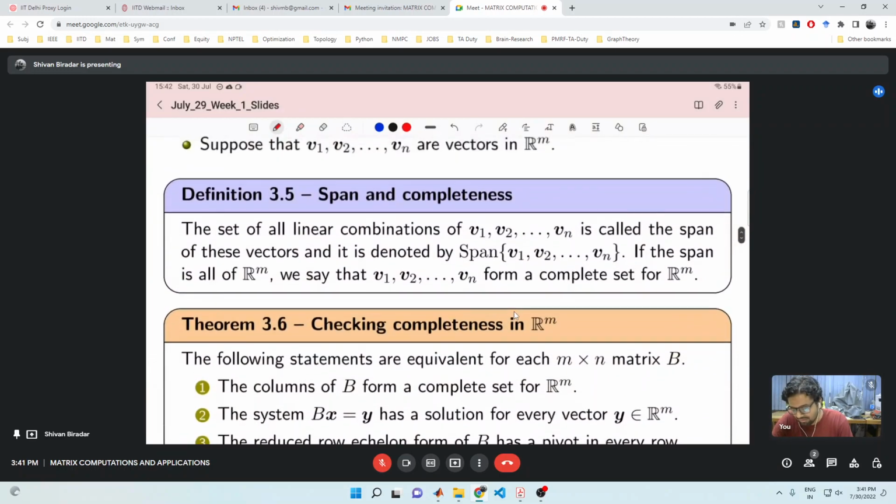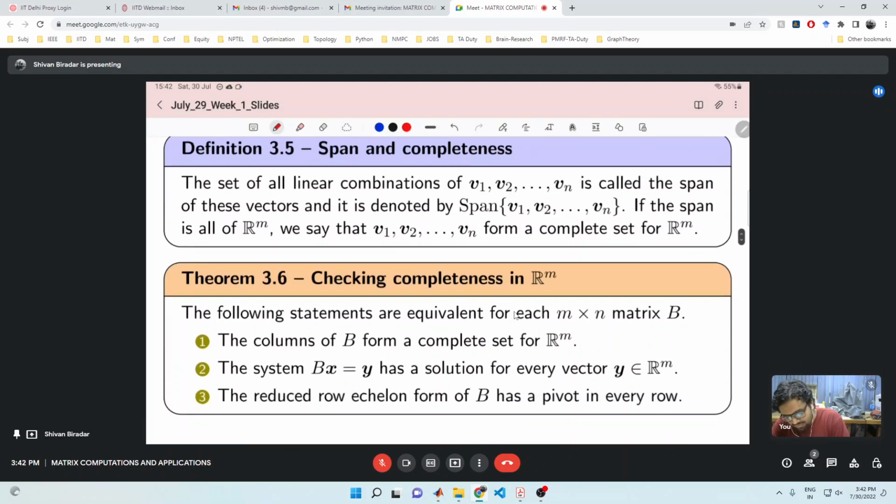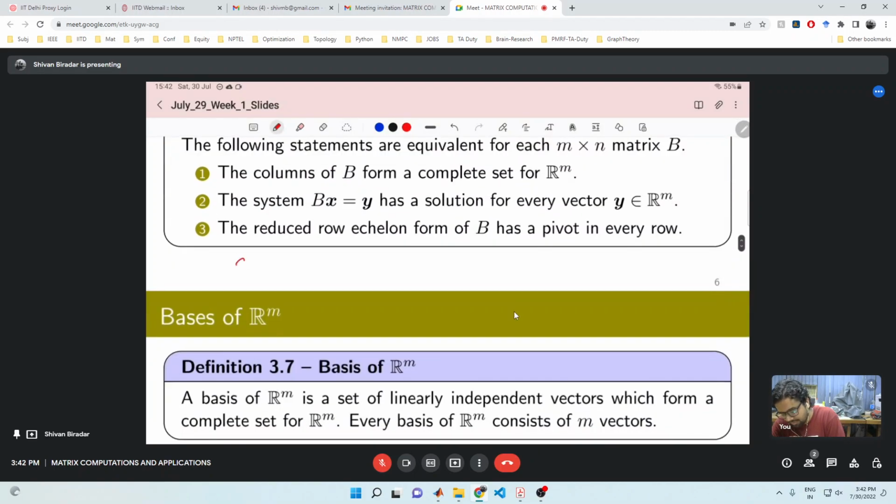So we'll see. Again, the span depends upon the linear combination. It's very closely related to the definition of linear combination. Let us say that we have n vectors v1 to vn in some space. The span of these vectors v1 to vn is defined as the set of all the linear combinations of these vectors. So what does this mean? I'll take an example again. Let us say that I have a vector (1, 0) and a vector (0, 1).